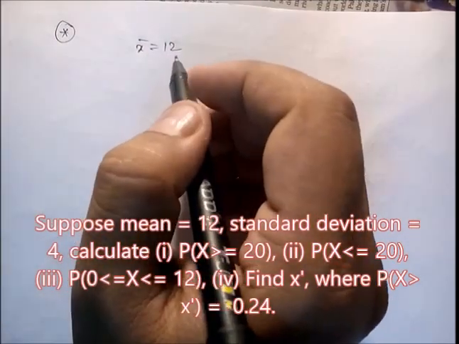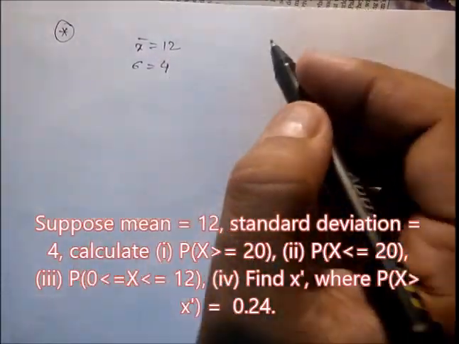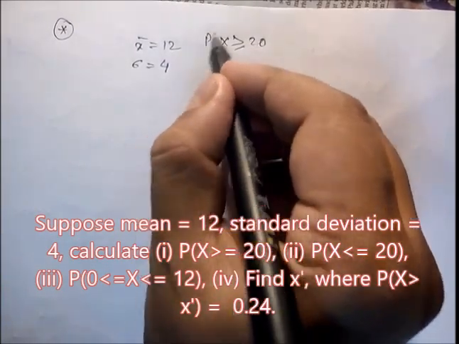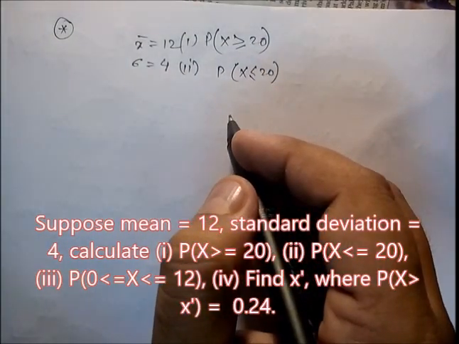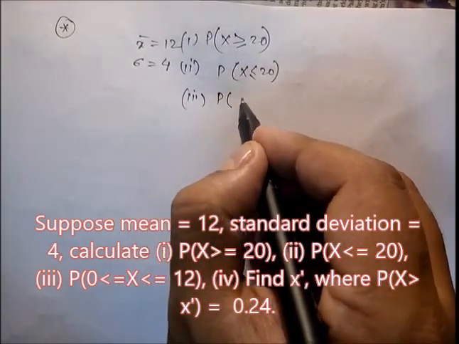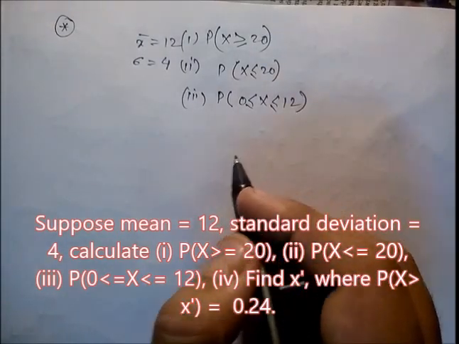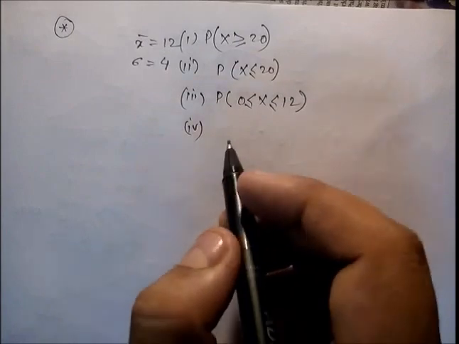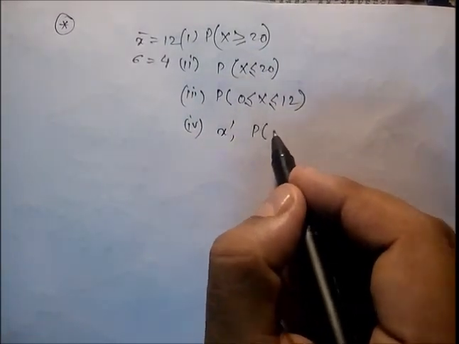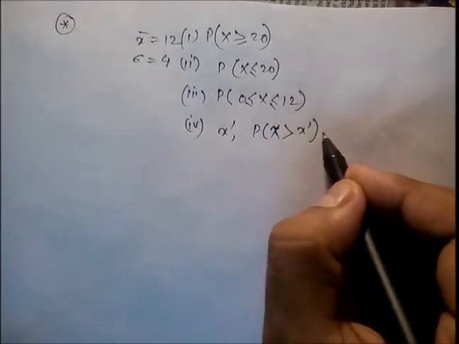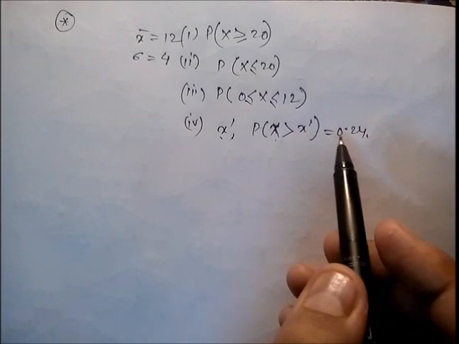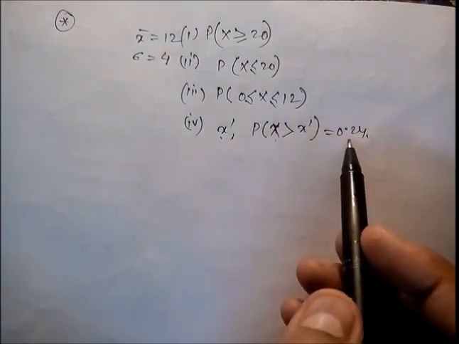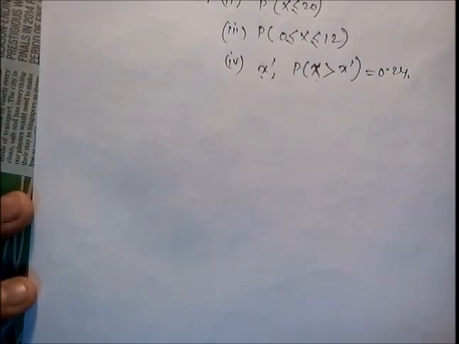X is normally distributed with mean 12 and standard deviation 4. First, find the probability that X is more than 20. Second question, it is less than 20. Clear? Third question, probability in between 0 to 12. And finally, the fourth one is very typical: find X dash when the probability of X more than X dash is 0.24. So how to solve this? We have to convert this into Z. Already you know this one.